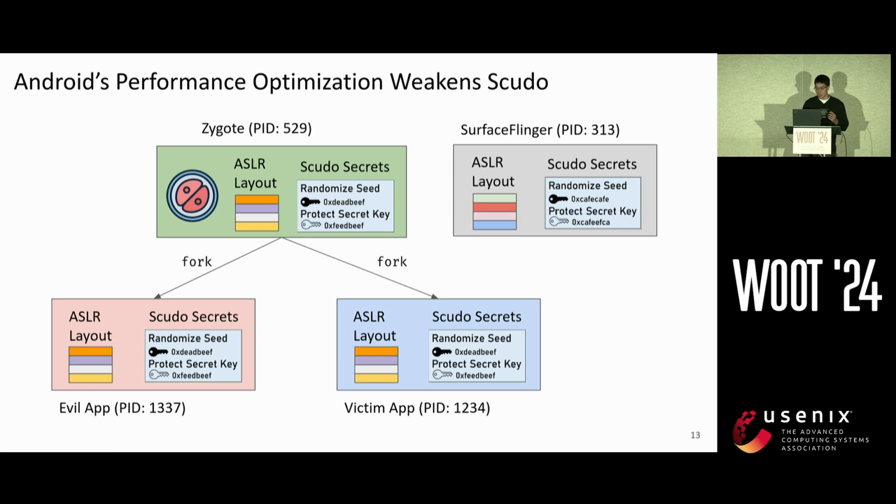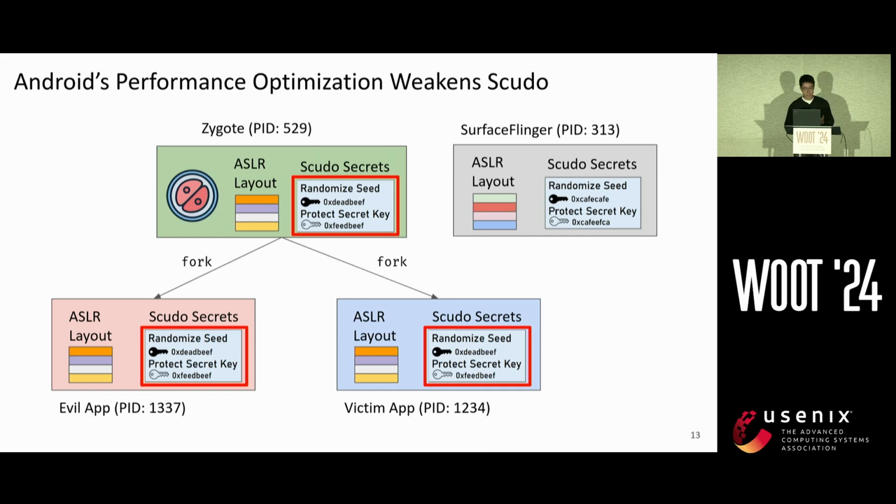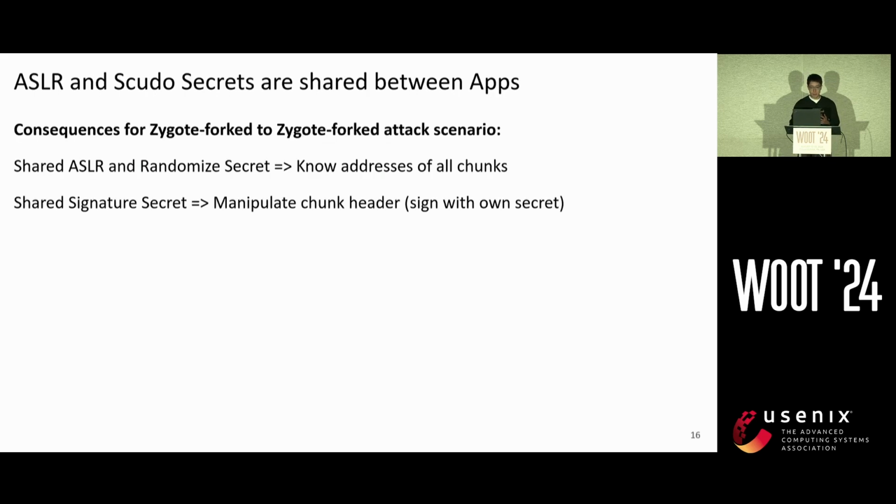And this is a huge issue because now when we look at an attack scenario where we're attacking from one zygote fork process to another, these two security measures I was presenting before become invalidated. We have shared ASLR and the shared randomized secret, the seed that is used to randomize the heap layout. So given a sequence of allocations and deallocations, the evil app attacking a victim application knows the exact addresses of where chunks will be allocated.